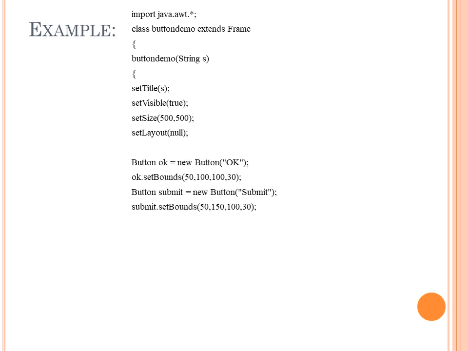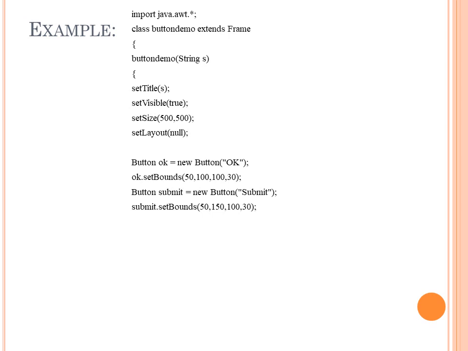Then now you have to create a button, that is a component. So first button that we are going to create is of object OK. So Button OK is equal to new Button, and inside the bracket we are going to write OK, means you want OK to be displayed inside your button. And then second one is your submit button, so we are writing Button submit is equal to new Button, and inside the bracket we are going to write submit.